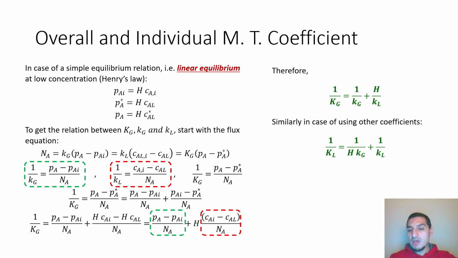You can do the same procedure for the liquid phase mass transfer coefficient. You'll find that this is the equation. You can do this for Kx, for Ky. It's valid for all of them. So this is how you can calculate the overall mass transfer coefficient in terms of the individual mass transfer coefficients. But again, I'm saying it again and again, this is valid for a linear equilibrium relation. If the equilibrium relation is non-linear, this is not true. This is something we will see in the next video, inshallah.